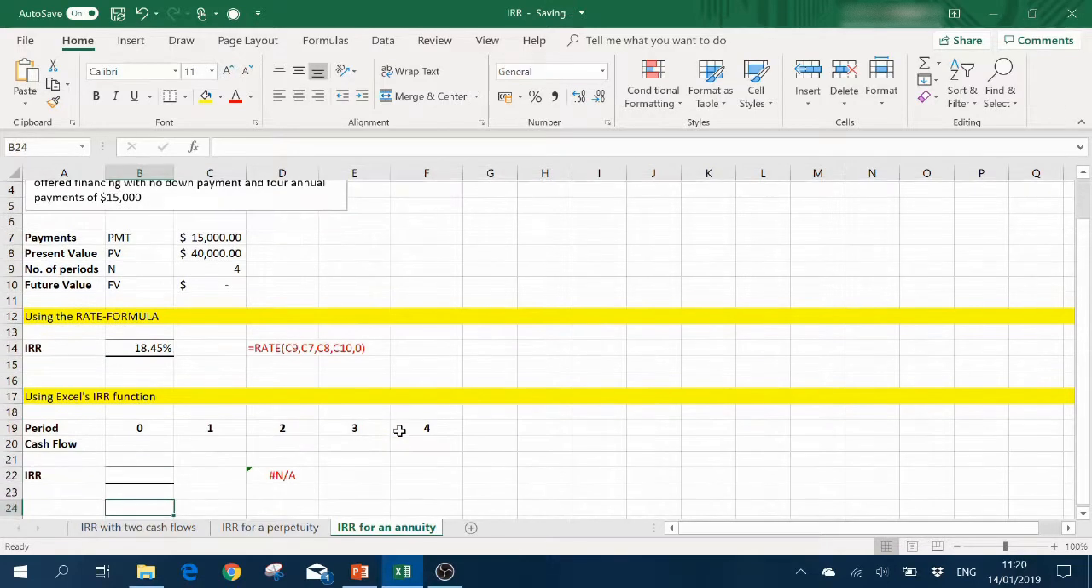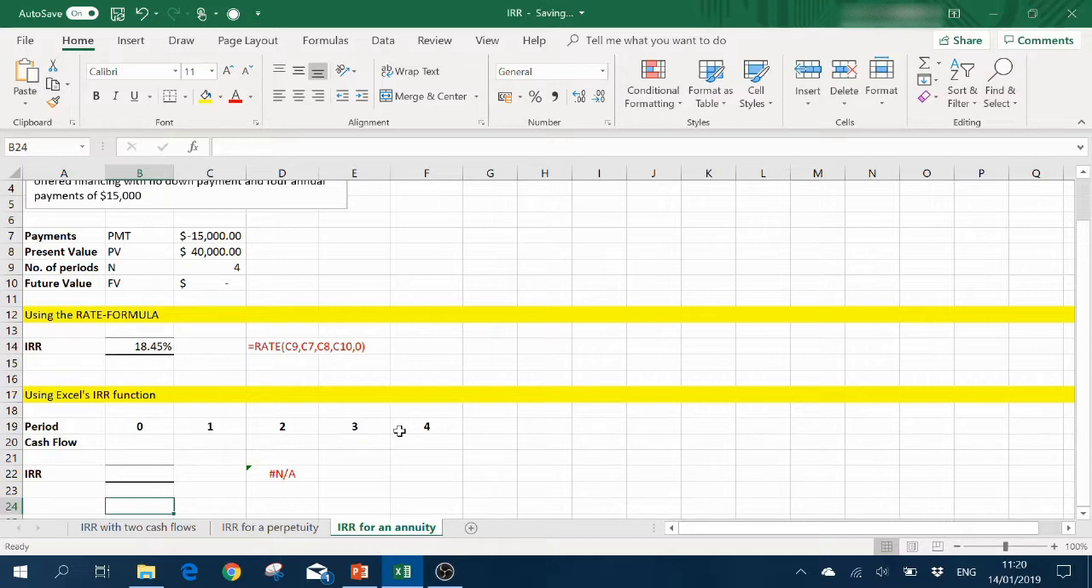This can also be calculated differently. We can use Excel's own IRR function. And this is also the one I will be using when I create an NPV profile. So the way we do this is that we simply put in the cash flows that we are given. So today, in date 0, we have the cash inflow. So that must be 40,000. So we put in 40,000. Then we have 4 payments of 15,000. So we put those in.